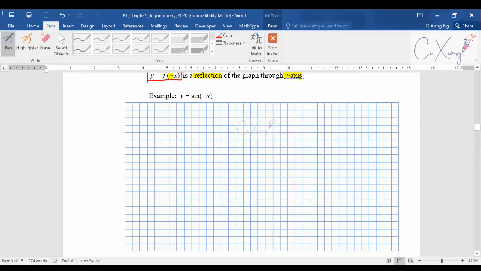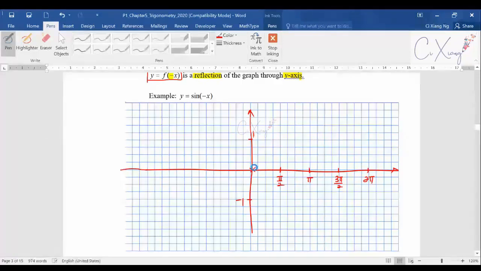Therefore, maybe I need to draw my y-axis in the center here, because you have to reflect it left-right. So I think this is the way that we do it. I will draw the y-axis in the center. Then again, I need to draw the original graph first. So I'm still using 4 boxes as 90 degrees or pi over 2, and then 4 boxes as 1 and -1. So for pi over 2, this is the original sine graph.